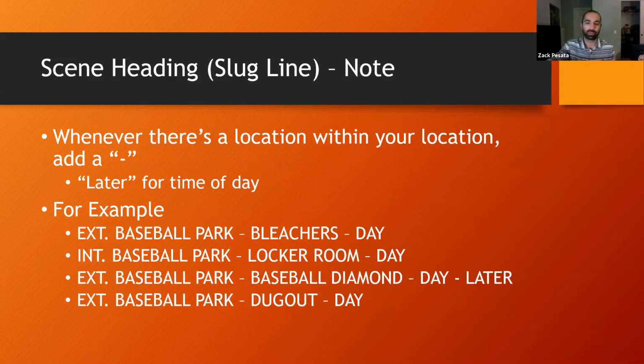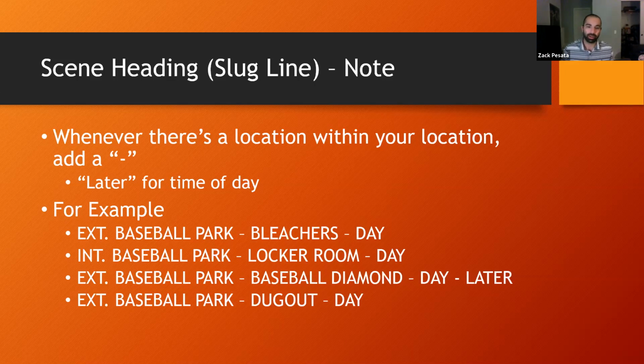I have an example below, but also when you return to that location, if time is supposed to pass, then you want to mention that it has, and you'll say later. So for example, I have my first scene heading as exterior baseball park dash bleachers day. This is telling the director and the crew that the scene takes place at a baseball park, but specifically we're shooting in the bleachers, right? Maybe it's a dialogue scene between 2 people in the bleachers.